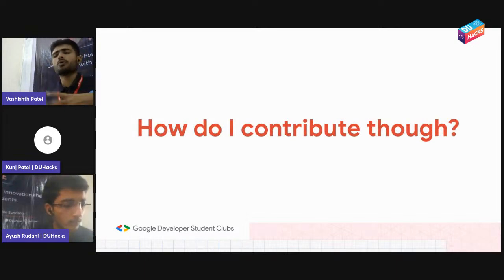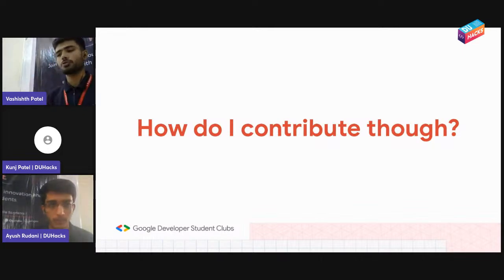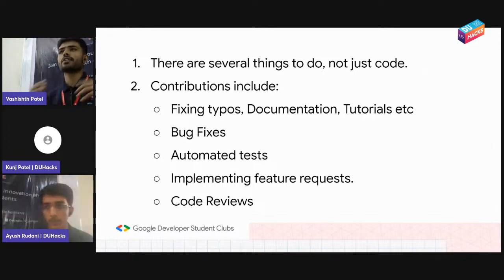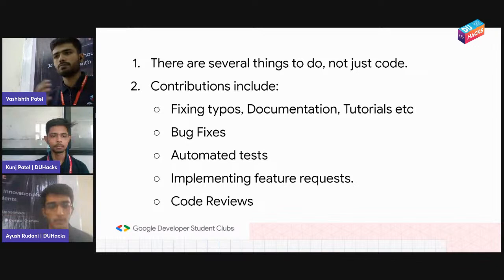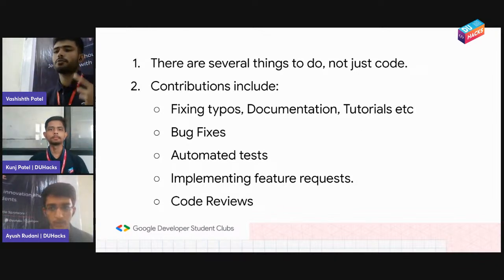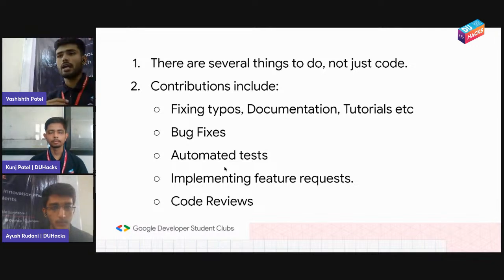The question is, how do I contribute, right? So how can I contribute to open source? There are several things to keep in mind. It's not just code. It's not just solving issues and fixing things, right? So these are the points that you have to keep in mind: you can fix the typos in the documentation. So let's say I'm seeing the documentation of any software.